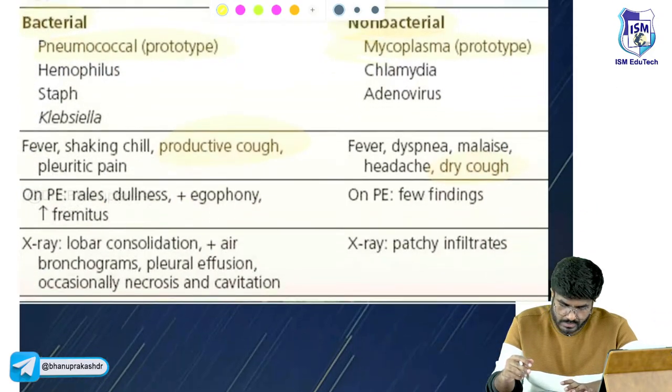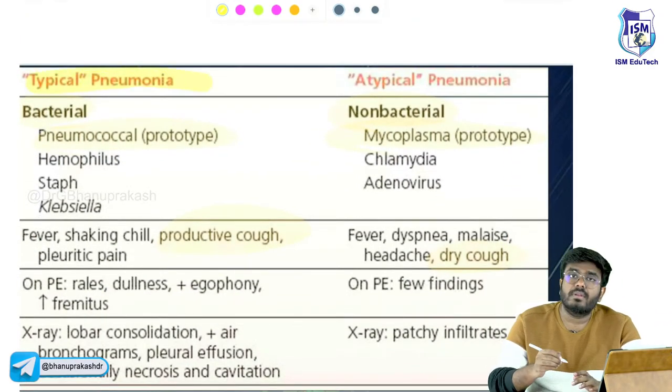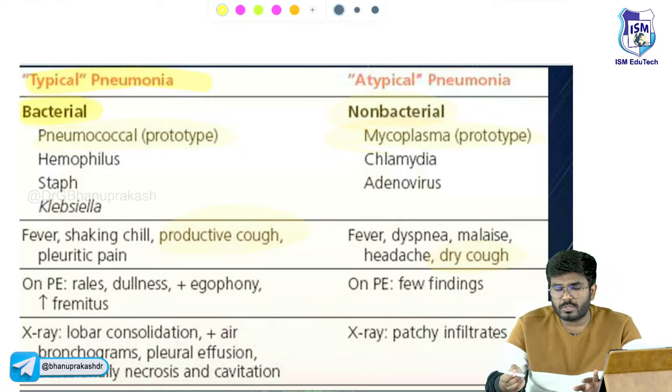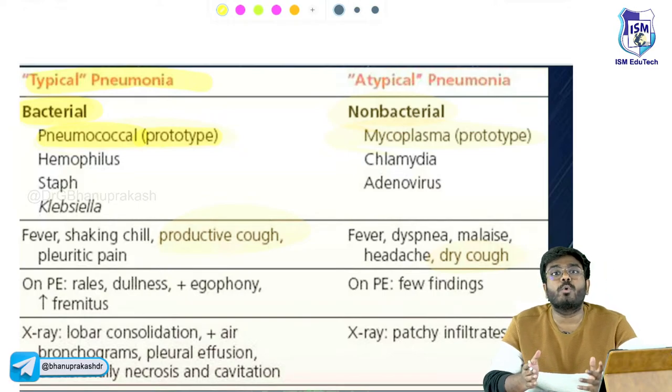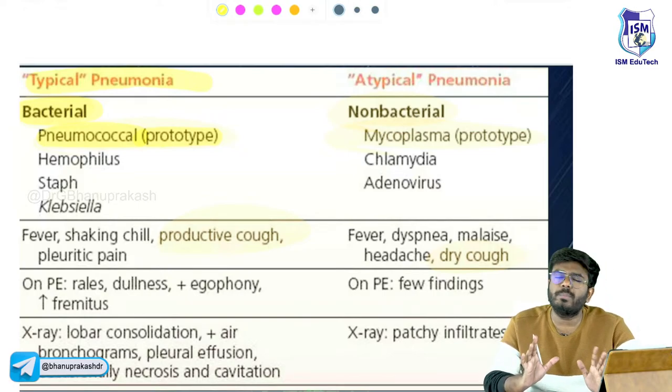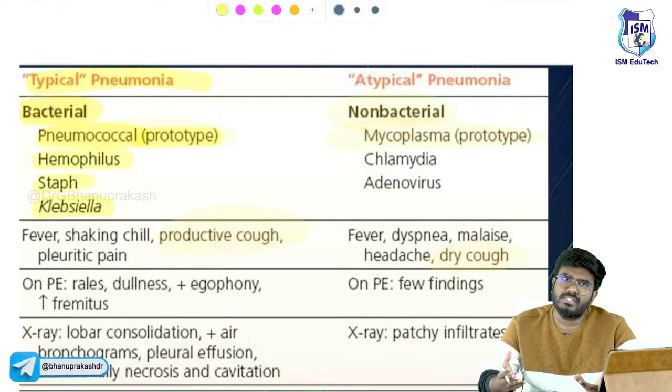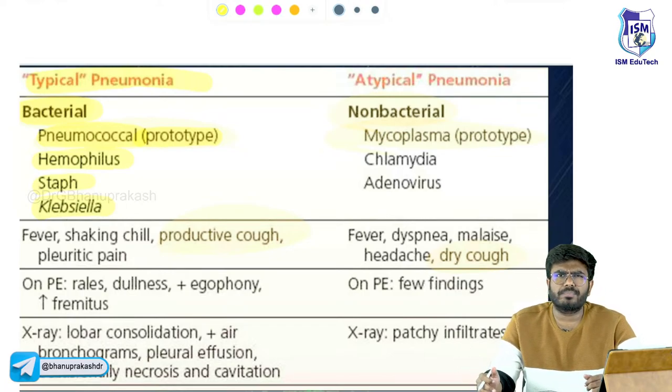Look here. Typical pneumonia is mainly because of bacteria. What is the most common bacteria? Pneumococcus, Streptococcus pneumoniae, is the most common cause of typical pneumonia. Apart from that, Haemophilus, Staph, Klebsiella are also bacteria that can cause bacterial pneumonia. That's typical pneumonia: infection because of bacteria.